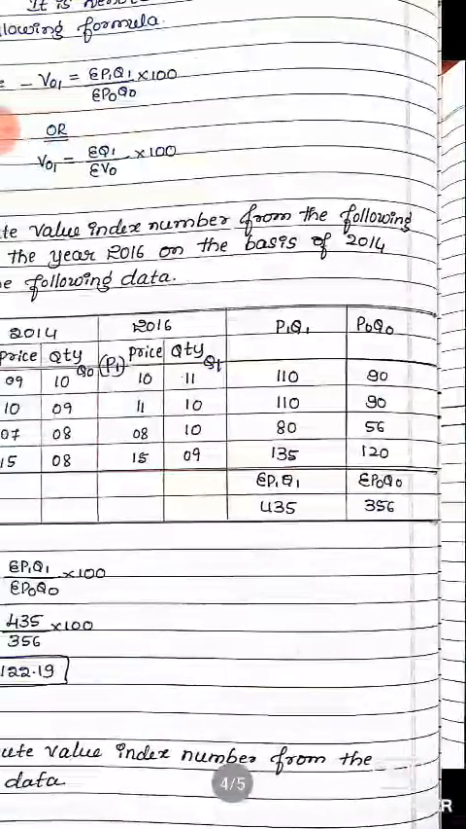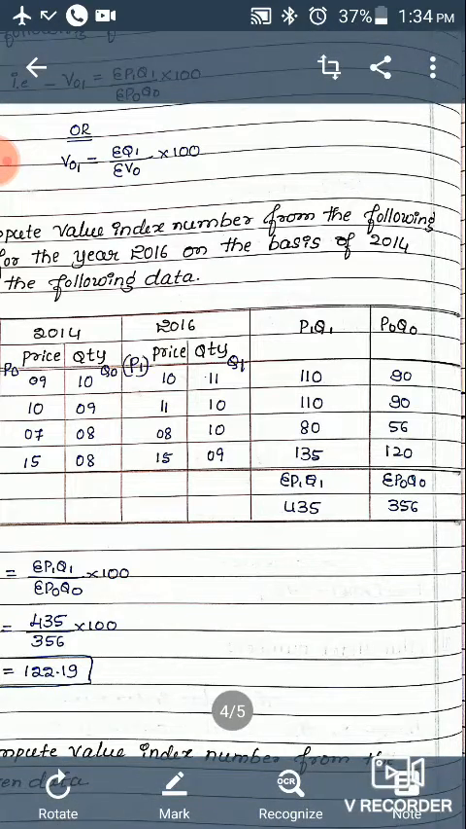So P1 Q1, that is current year price into current year quantity. 10 into 11, 110. 11 into 10, it is also 110. 8 into 10, 80. 15 into 9, 135. So these are the values for P1 Q1, and make the total of that. Sigma P1 Q1 is equal to 435.